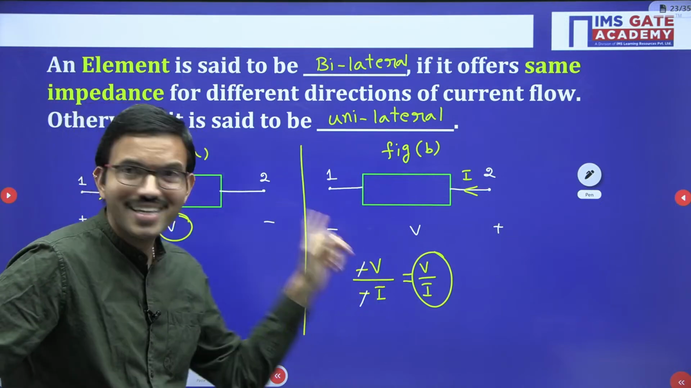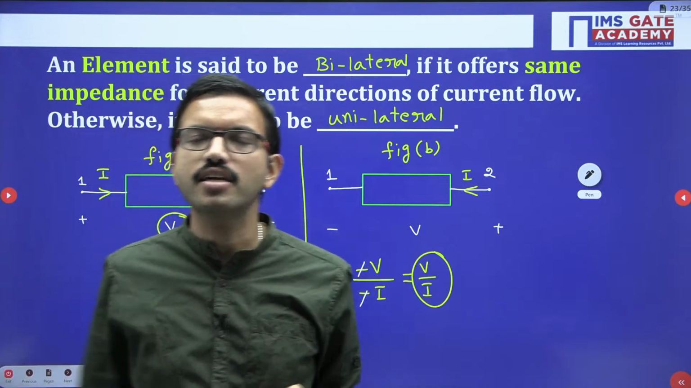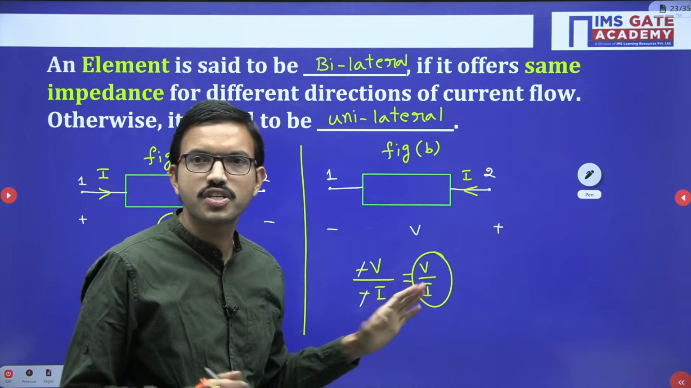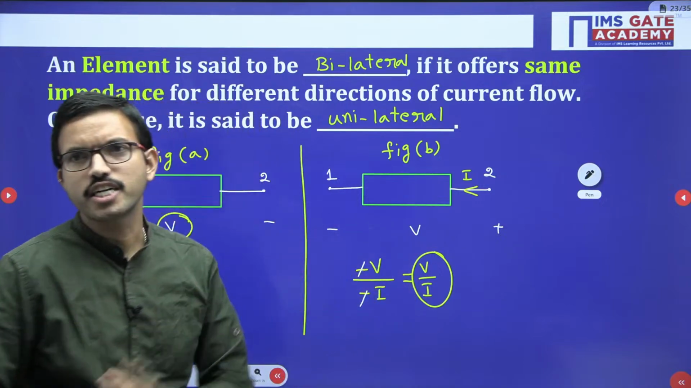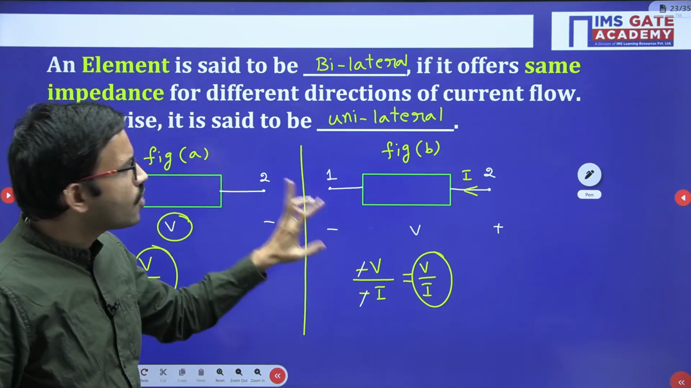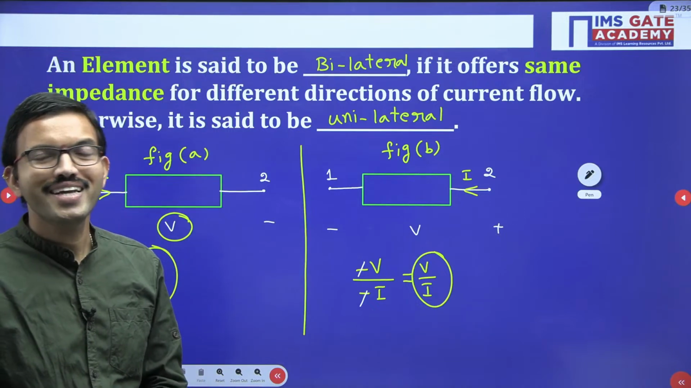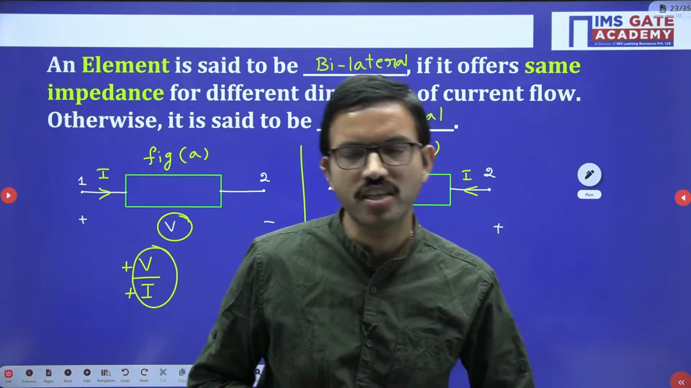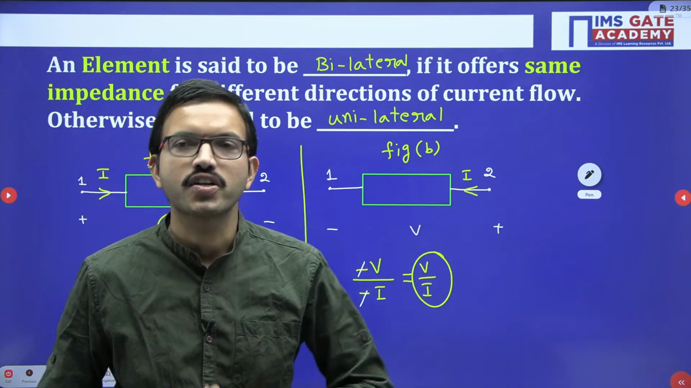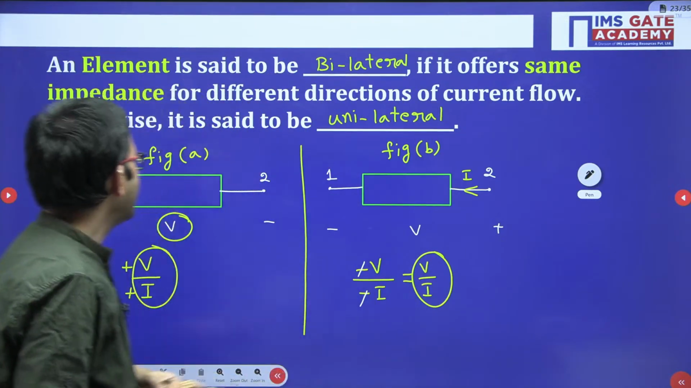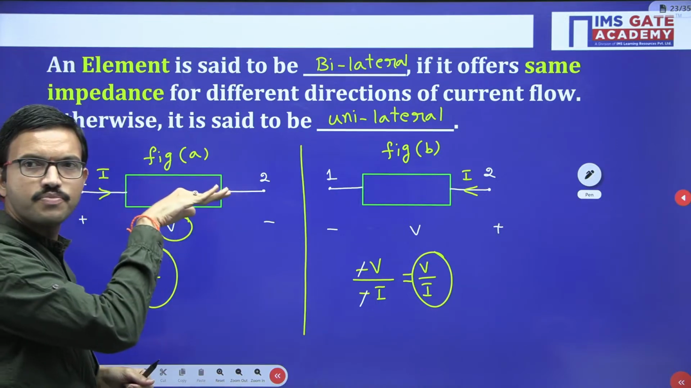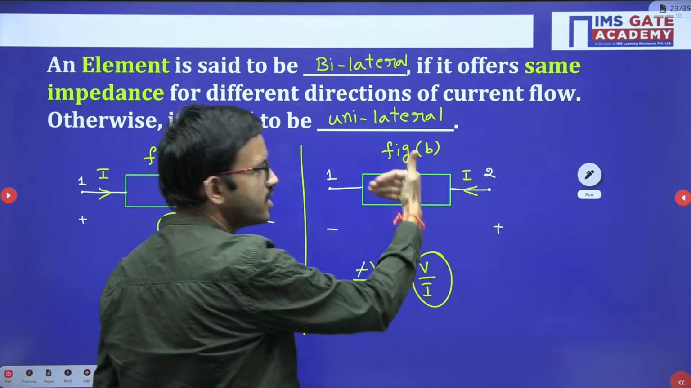Whatever the electrical component, if the ratio of output and input, the value is constant, then we can call that particular element or component as bilateral. Here lateral means direction. That direction refers to what? Current direction. So in case 1 the current is flowing like this, whereas in case 2 the current is flowing in the opposite way.